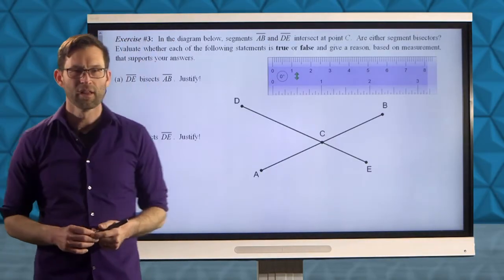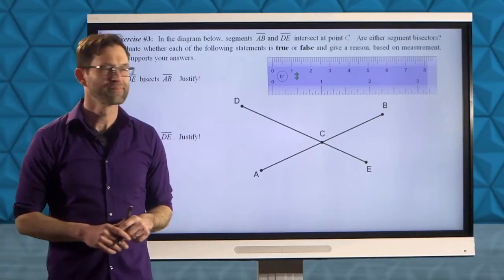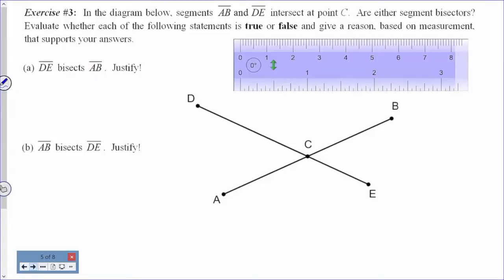All right, let's read through this problem. Exercise number 3. In the diagram below, segments AB and DE intersect at point C. Are either segment bisectors? Evaluate whether each of the following statements is true or false and give a reason based on measurement that supports your answers.